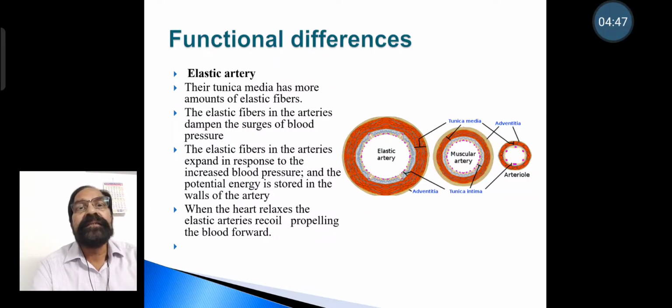In elastic arteries, the tunica media has more amounts of elastic fibers. The elastic fibers in the arteries dampen the surges of blood pressure. The elastic fibers in the arteries expand in response to increased blood pressure, and the potential energy is stored in the walls of artery. When the heart relaxes, the elastic arteries recoil, propelling the blood forward.